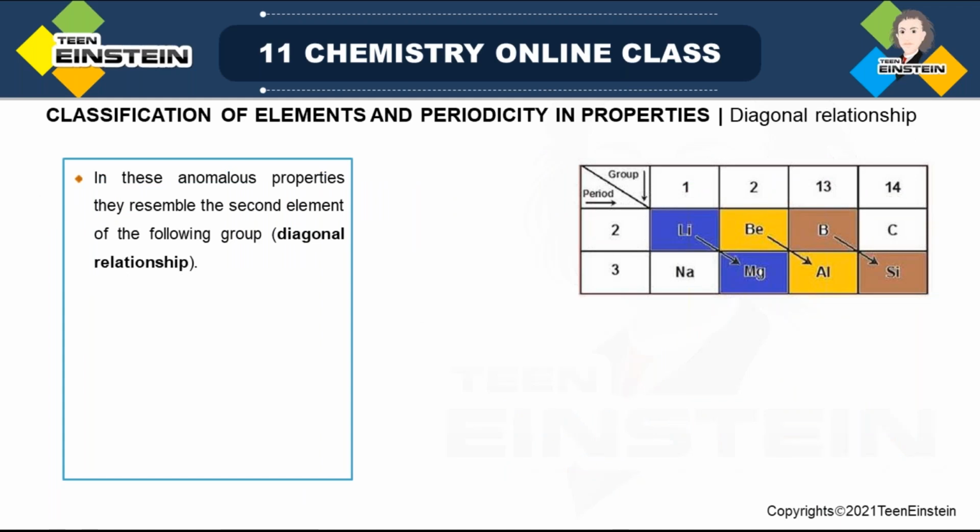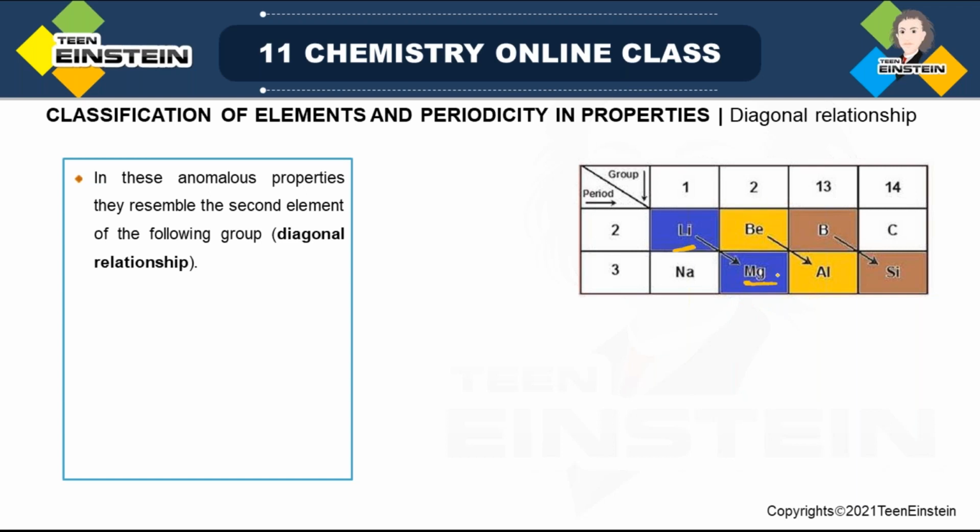Just look at this picture. Here we have taken groups 1, 2, 13 and 14, a partial picture of the periodic table. Now when it is lithium, which is the first member of group 1, you can find some similarity in properties with the next group element and also the next period element.